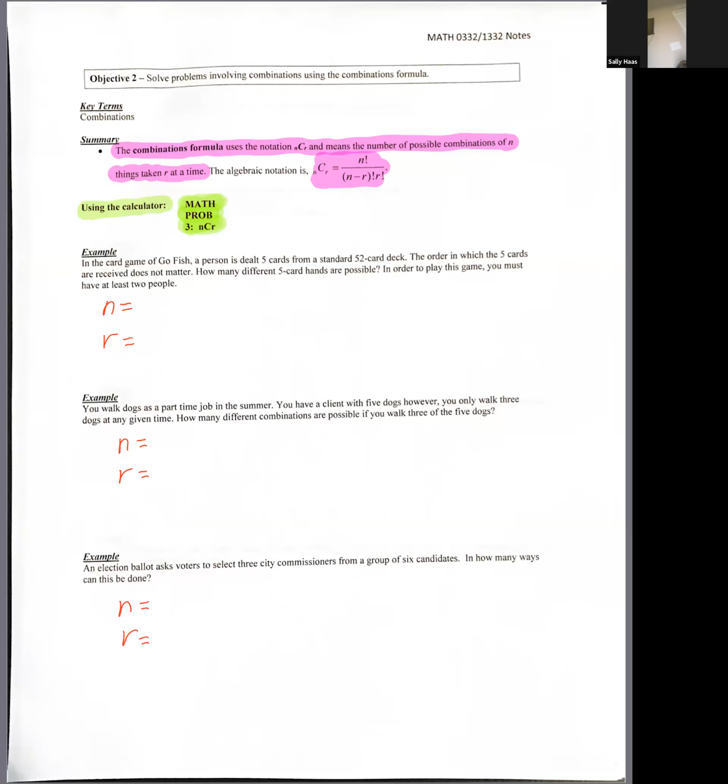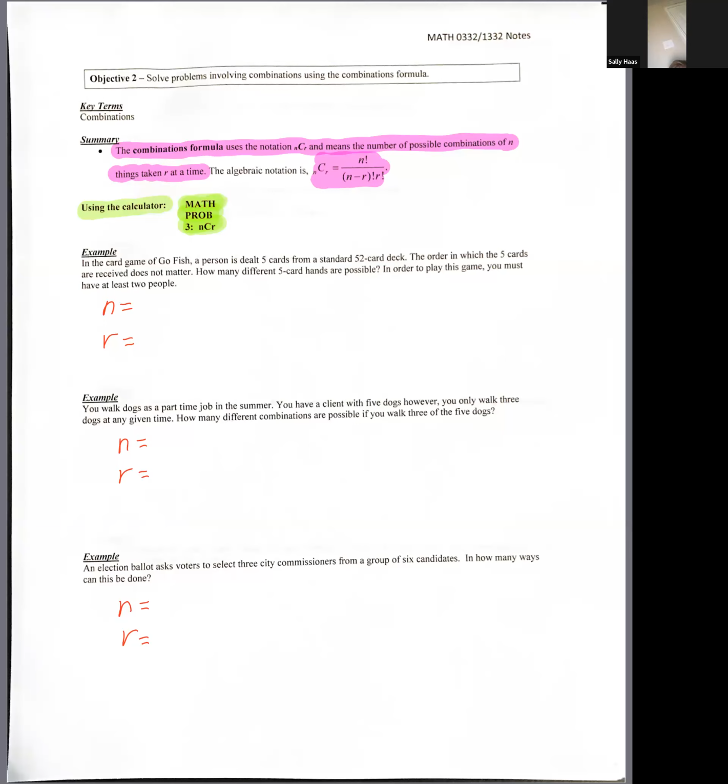All right. This last one here talks about an election. So a lot of times when we're talking about elections, we're like, ding, ding, that's got to be a permutation. But make sure you read to see if they named the positions that these people are going to hold. This says an election ballot asks voters to select 3 city commissioners from a group of 6 candidates. How many ways can this be done?